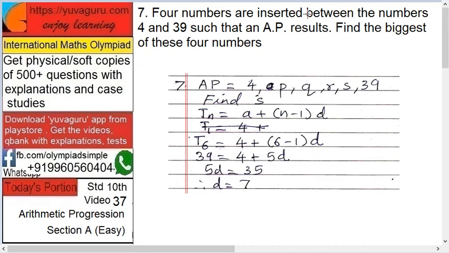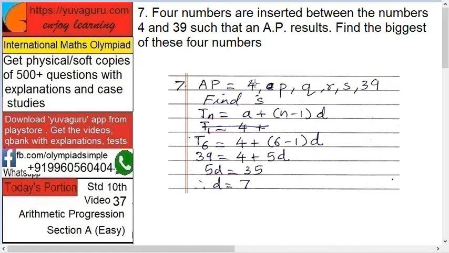4 numbers are inserted between the numbers 4 and 39 such that an AP results. Find the biggest of the 4 numbers. Means what? 4 and 39. 4 is the first term and 39 is the last term, and in between some 4 numbers are inserted which form an AP. Means all these together form an AP.